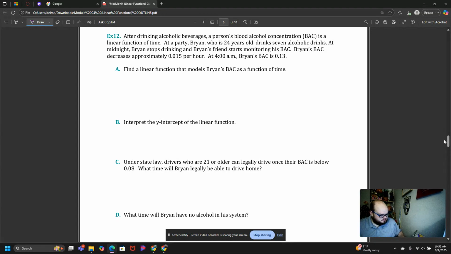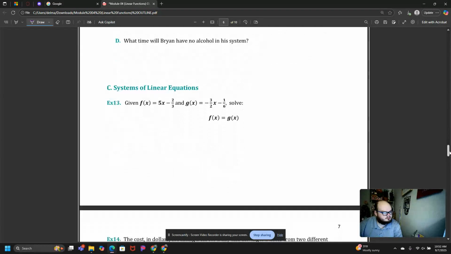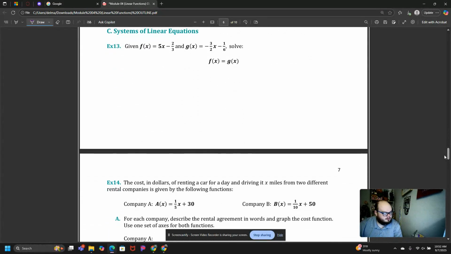Okay, so this one is very similar to what we did, so I'm going to leave that for you all, and we're going to look at systems of equations. So given f of x and g of x, solve f of x is equal to g of x. So I'm going to set that up. So I'm going to have 5x minus 2/3 is equal to negative 3/2 x minus 1/6.